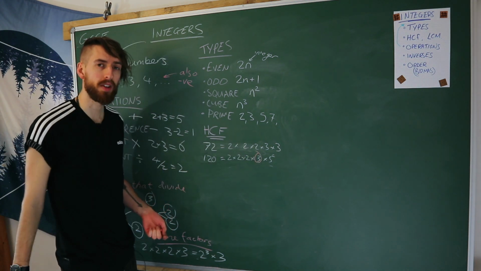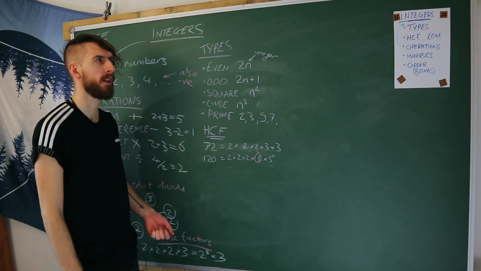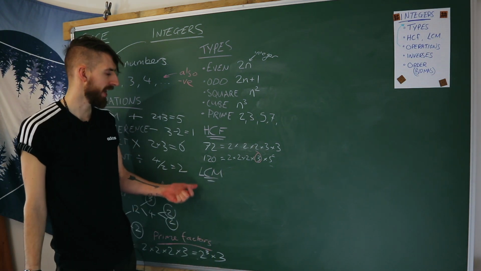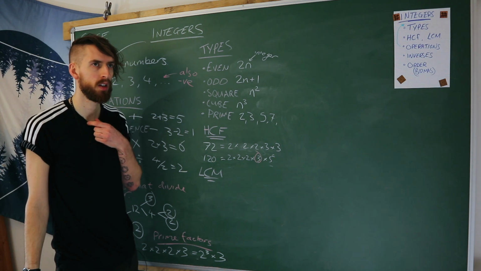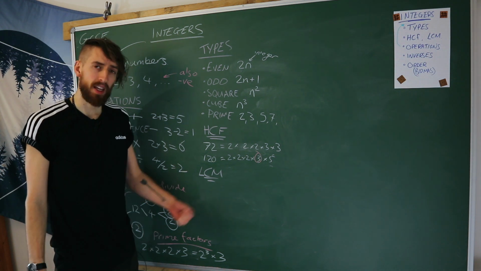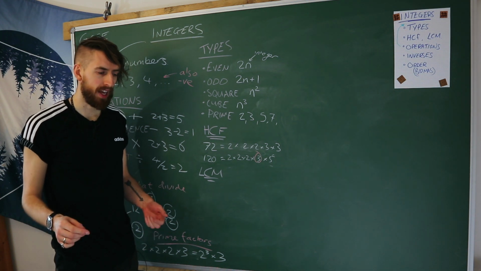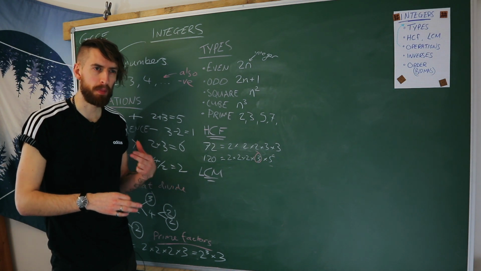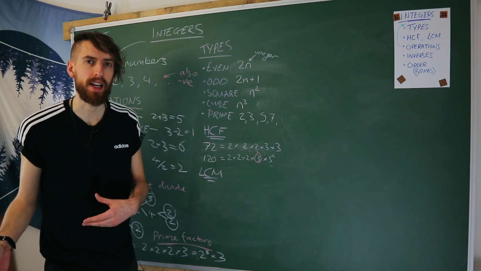Now we're going to do lowest common multiple. This one's a bit more tricky. So this is an initialism again. LCM, lowest common multiple. Same thing, right? But what we want here is the lowest number that both of them will divide.